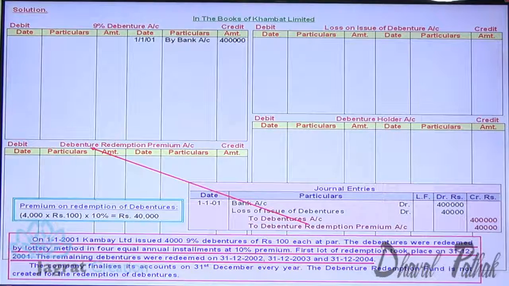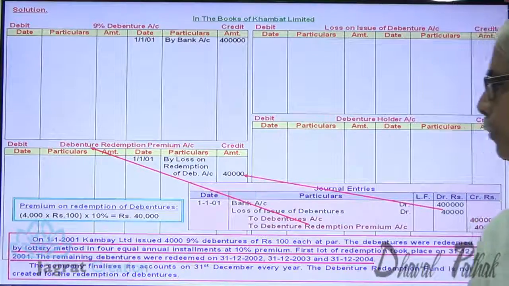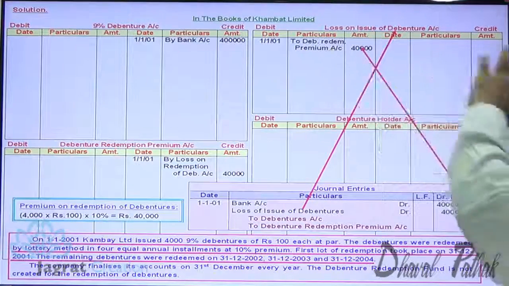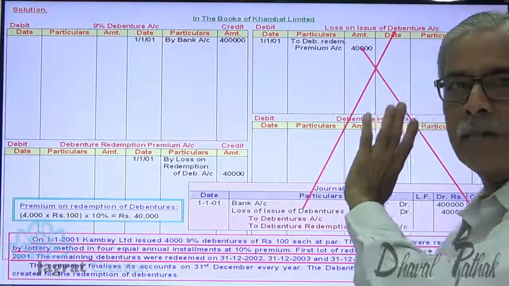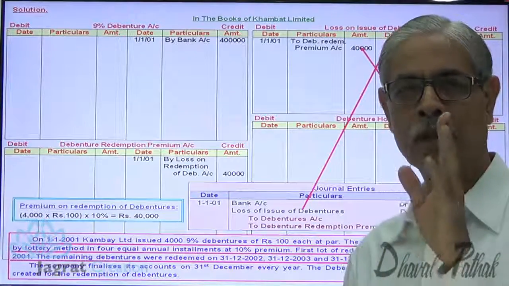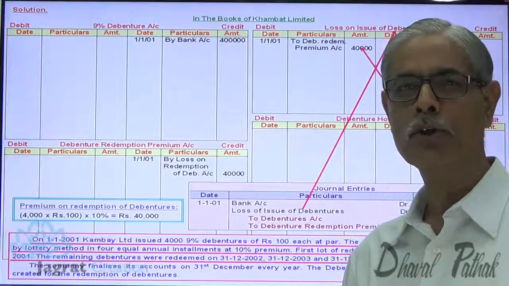Write on the credit side of debenture redemption premium account 40,000. Loss on issue of debentures account will appear in the narration, 40,000 liability. And loss on issue of debentures account gets debited with 40,000. The narration, debenture redemption premium account. This is how these two accounts, being a liability, are credited, and this loss is debited. This is how the initial ledger posting is made at the time of issue of debentures.